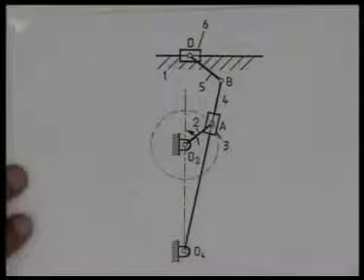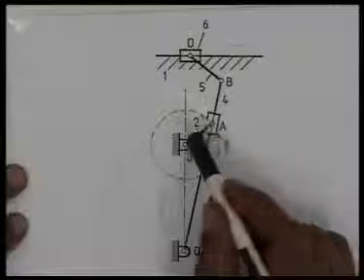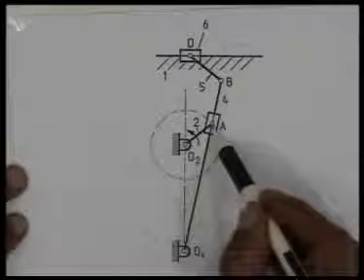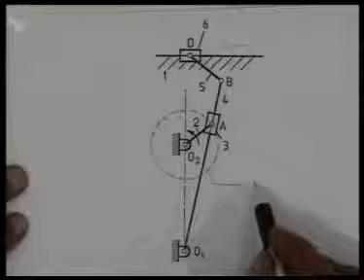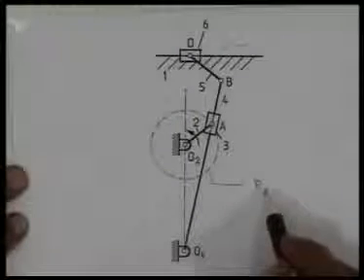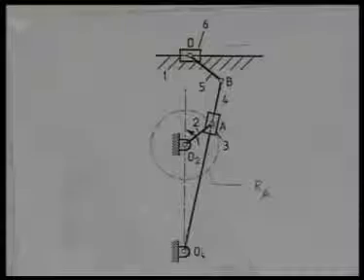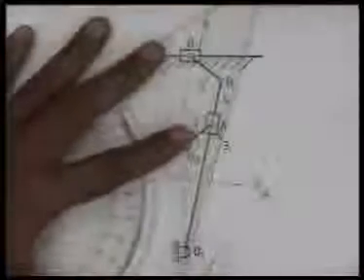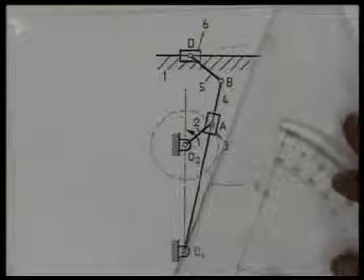To analyze the problem, let me first note that this point A moves along this circle whose center is at O2 and the radius is O2A. That is, this circle represents the path of the point A and I call it KA. To locate the extreme positions of the slotted lever, that is this link 4, I draw 2 tangents from the point O4 to this circle KA.